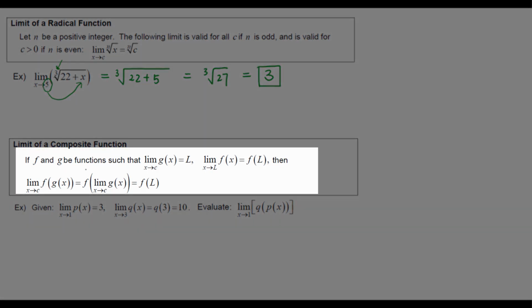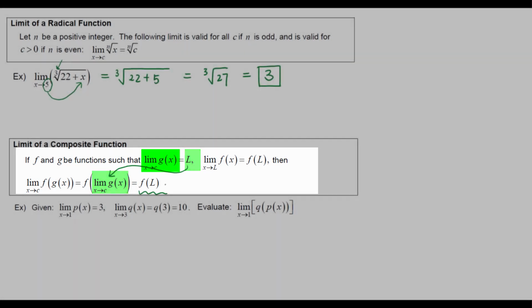If f and g are functions such that the limit of g of x as x approaches c is equal to L, and the limit of f of x as x approaches L is equal to f of L, then the limit of the composite function f of g of x as x approaches c is equal to f of the limit of g of x as x approaches c, and since that is equal to L, the limit value will become f of L.